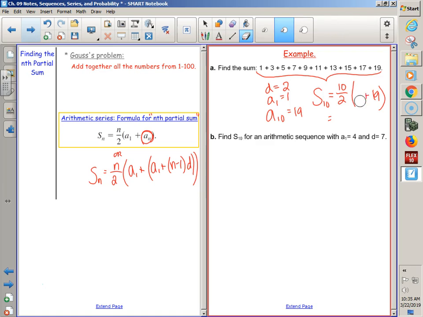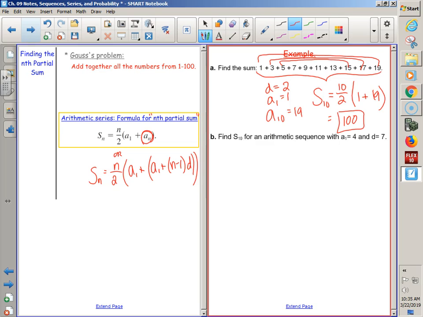As you guys are packing up, let me just show you where this formula comes from. 20 times 5 is 100. If you add 1 plus 19, it's 20. 3 plus 17 is 20. 5 plus 15 is 20. 7 plus 13 is 20. 9 plus 11 is 20. Oh my goodness, it's just repeated 20s.